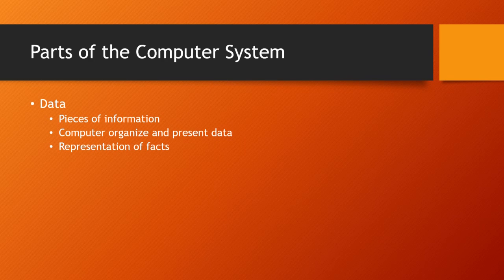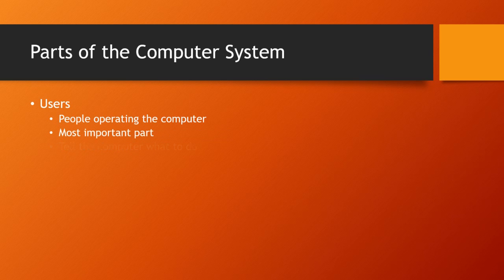Data are pieces of information, and the computer organizes those data to make them meaningful. They are actually representations of facts. And finally, the users. They are the people operating the computer, and of course they are the most important part of the computer system. They tell the computer what to do.